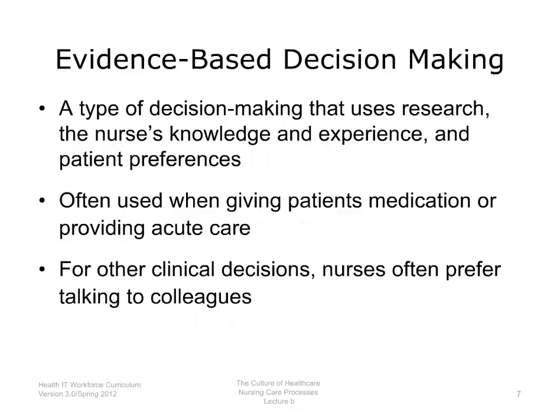Evidence-based decision-making emphasizes the utilization of scientifically proven diagnostic and treatment methods for patient care. However, the decision-making process needs to allow for the nurse's knowledge and experience and the patient's preferences. Researchers have found that nurses are most likely to look up published research data when they need to give medication or provide acute care. They also keep up with new research through continuing education courses. For help with many clinical decisions, however, nurses prefer talking to nursing colleagues or other healthcare professionals.